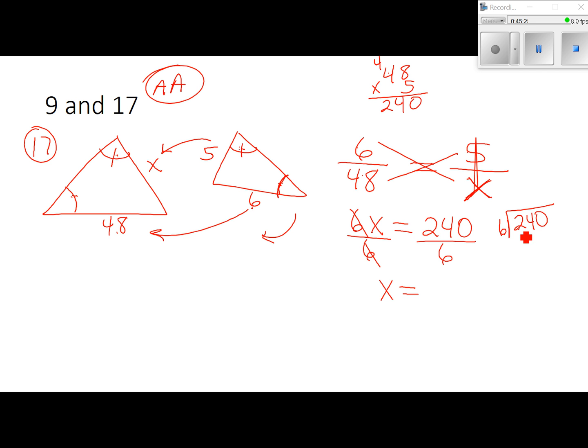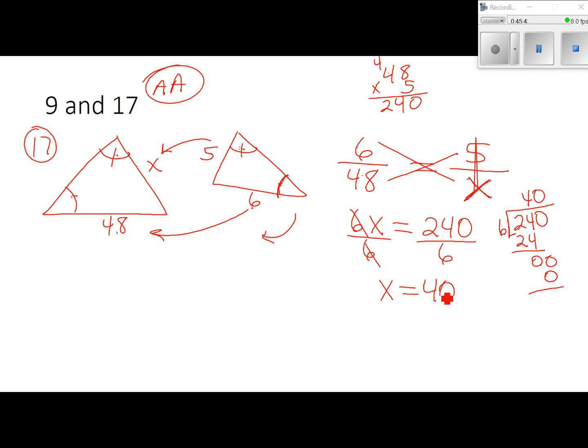6 won't go into 2, but it'll go into 24 4 times. That's 24. We subtract, we get 0. Bring down the next number, 0. 6 will go into 0 0 times. So we end up with x equals 40.